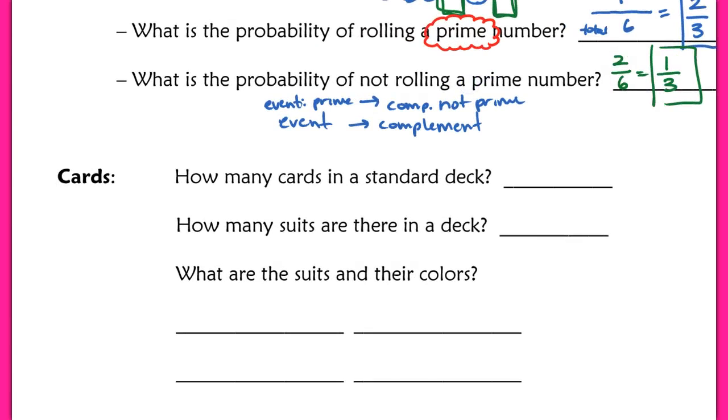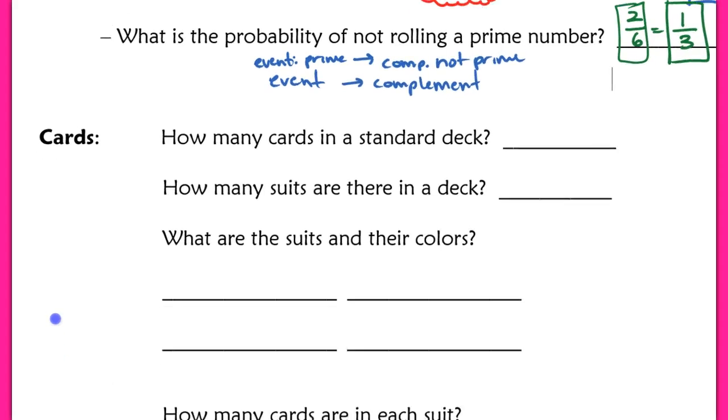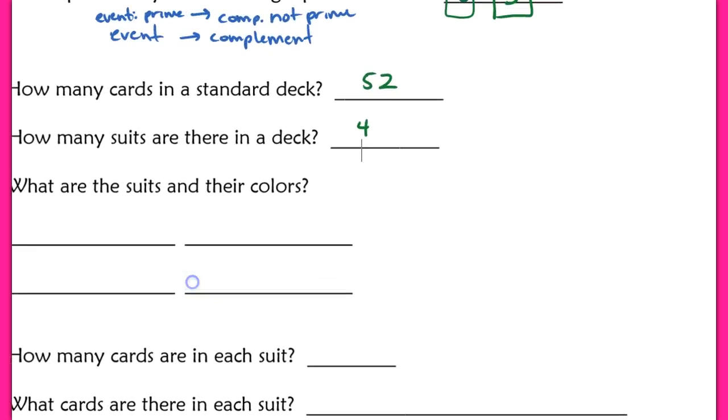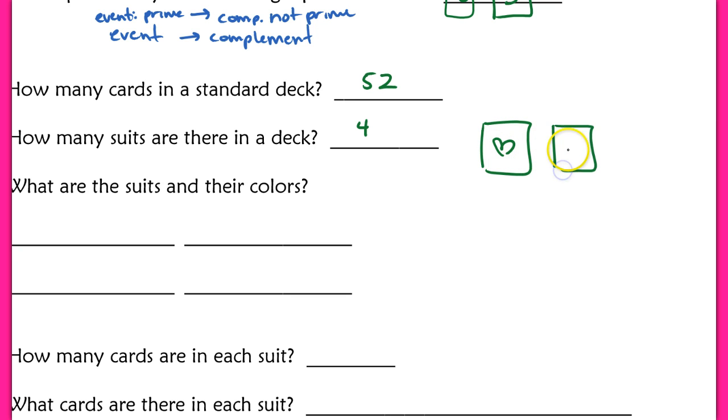Now, when you work with cards, you got to know a couple basic facts. There are 52 cards in a standard deck, and there are 4 suits in a deck. With a deck of cards, you've got the hearts, you've got spades. Let's see if I can remember how to draw a spade. Nope, pretty bad, sorry. Well, you've got diamonds, and you've got clubs. See, the clubs kind of looks like that. It's pretty bad, sorry.